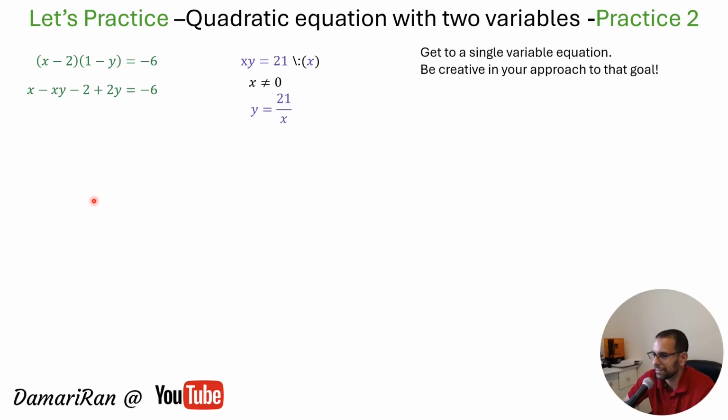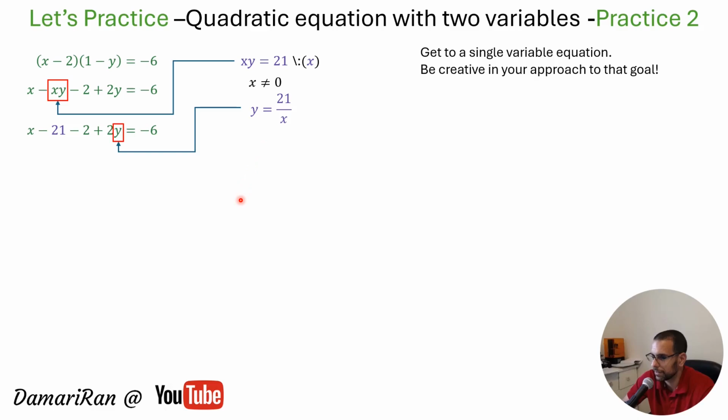Yes, now I see it. I have this x times y right here, which is 21. And I have this y here, which is 21 over x. So let's just substitute. That's awesome, right? Easy. Now, let's do another substitution, this time from here.